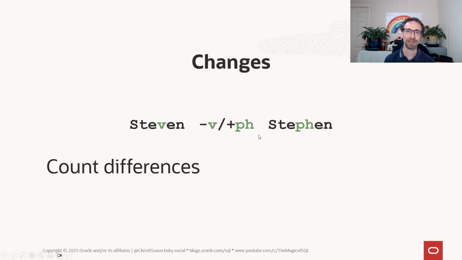Finally, another way we could approach finding similar sounding things or similar names is just to count the differences in the strings. So we've got Stephen with a V and Stephen with a PH. We could say minus the V and plus the PH. Depending on how you count that, there's either 1 letter change or 2 letter changes, and count how many differences there are and match things based on having relatively few differences.